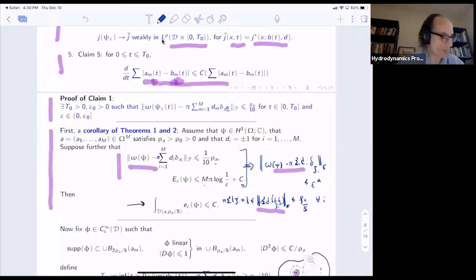And so what do we do? In claim 1, we're trying to say that for a certain time interval up to time t naught, we find some time interval in which the vorticity doesn't move very far. The vortices don't move very far. How do we do that?